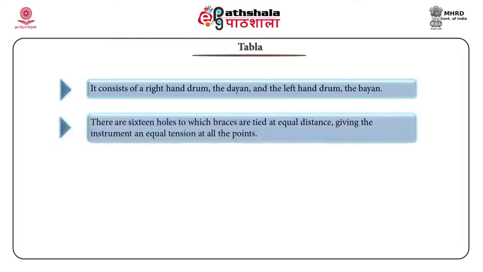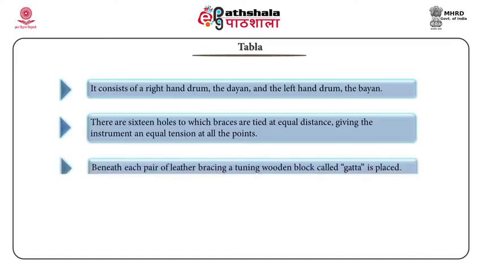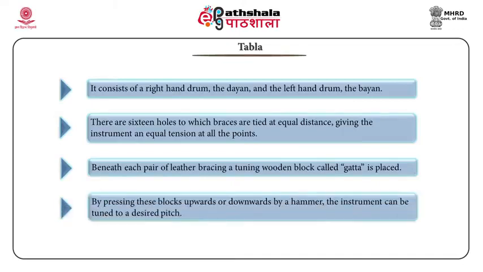There are 16 holes to which braces are tied at equal distance, giving the instrument an equal tension at all the points. Beneath each pair of leather bracing, a tuning wooden block called gatta is placed. By pressing these blocks upwards or downwards with a hammer, the instrument can be tuned to a desired pitch.